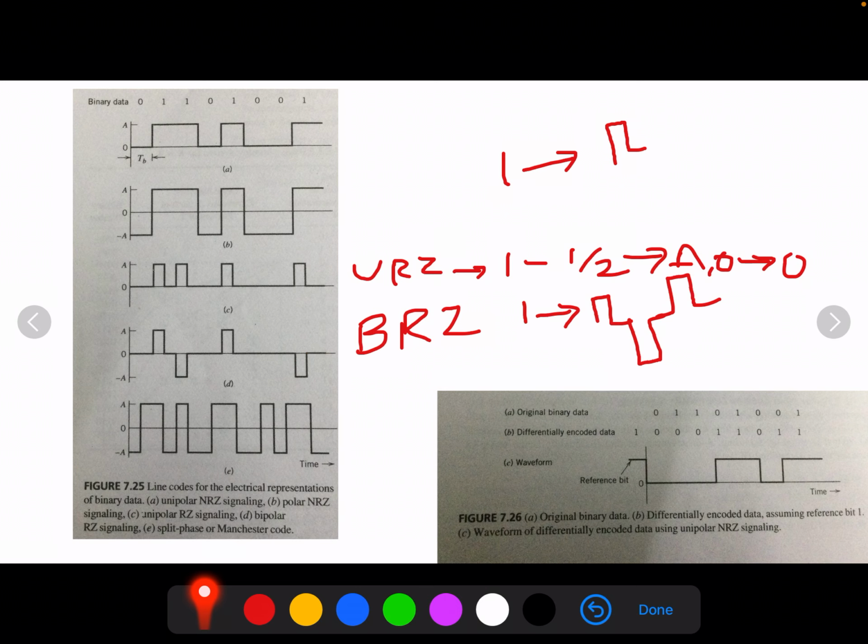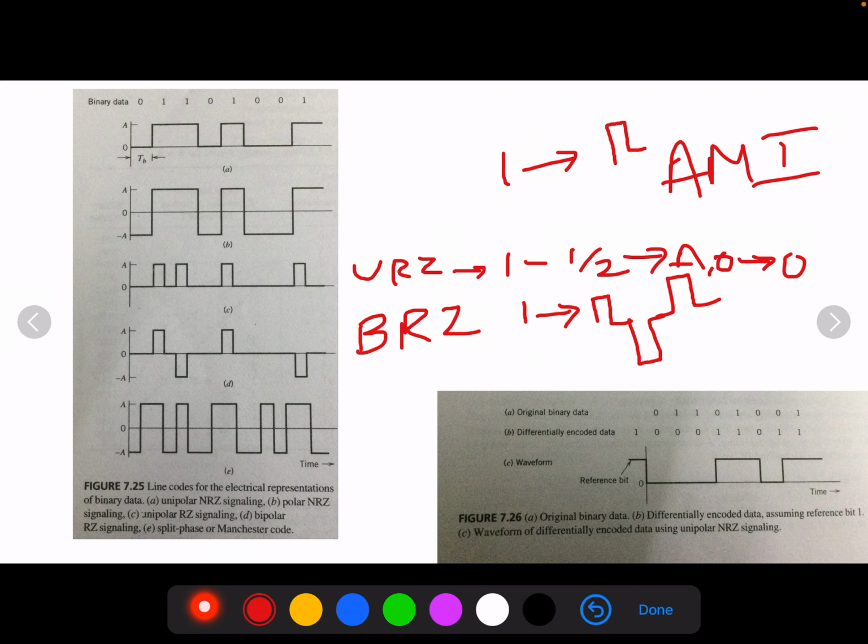A useful property of this bipolar return to 0 signaling is that the power spectrum of the transmitted signal has no DC component and relatively insignificant low frequency components for the case when symbols 1 and 0 occur with equal probability. This line code is also referred to as AMI, that is alternate mark inversion signaling.